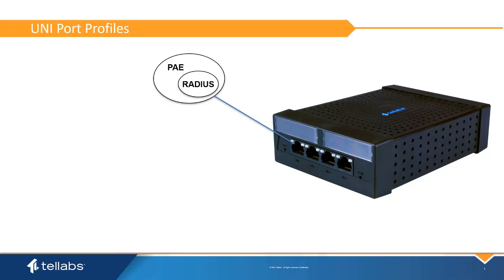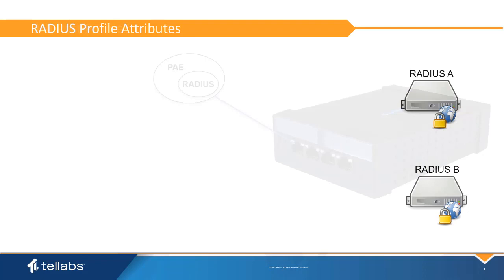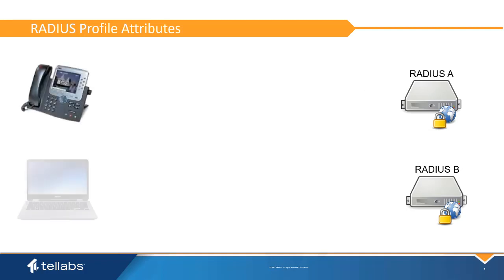The purpose of this feature is to allow more than one authentication domain for Radius authentication. The Radius profile allows for multiple Radius authentication domains and directs specific devices to dedicated Radius clusters. For example, you might want your phones and PCs to be authenticated to separate Radius clusters.